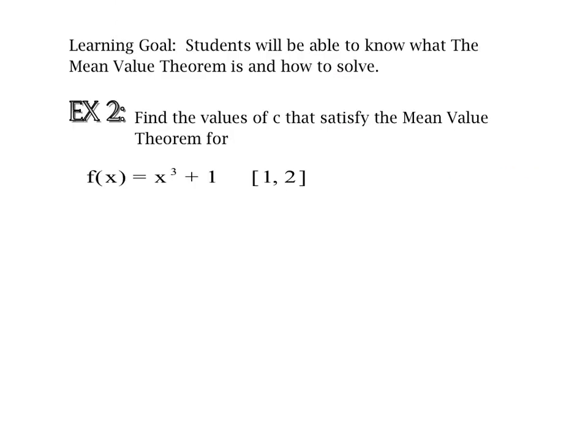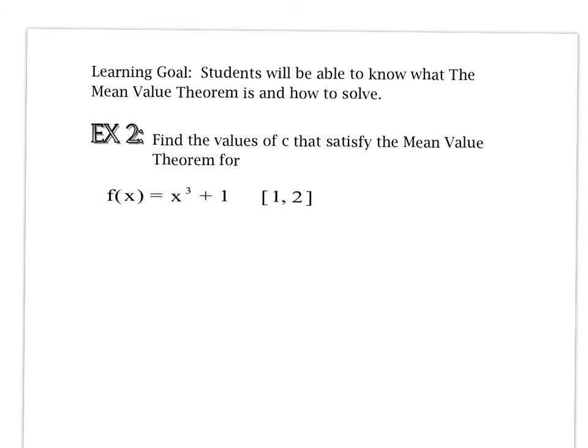Okay, example 2. So again, we got a function, and we got the a and the b value here. Remember that we're just trying to find, this is the basic formula for the mean value theorem, f prime of some c value equals f of b minus f of a over b minus a. Sorry, my computer made a noise there.